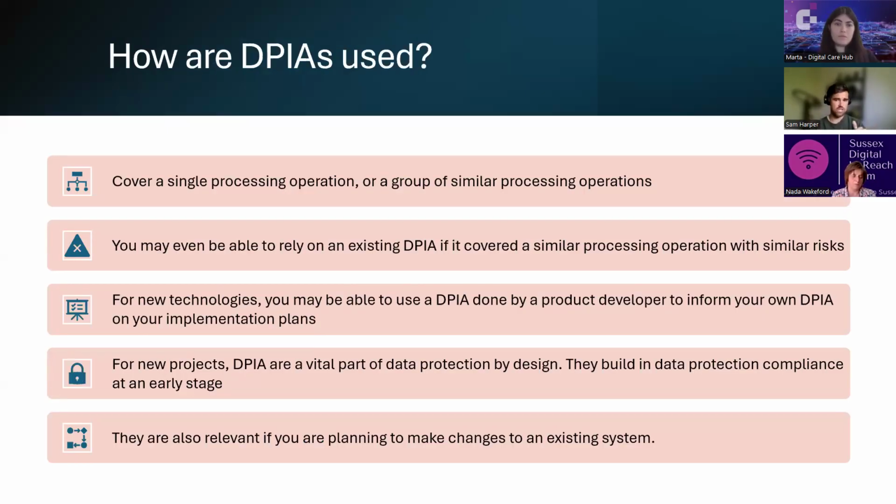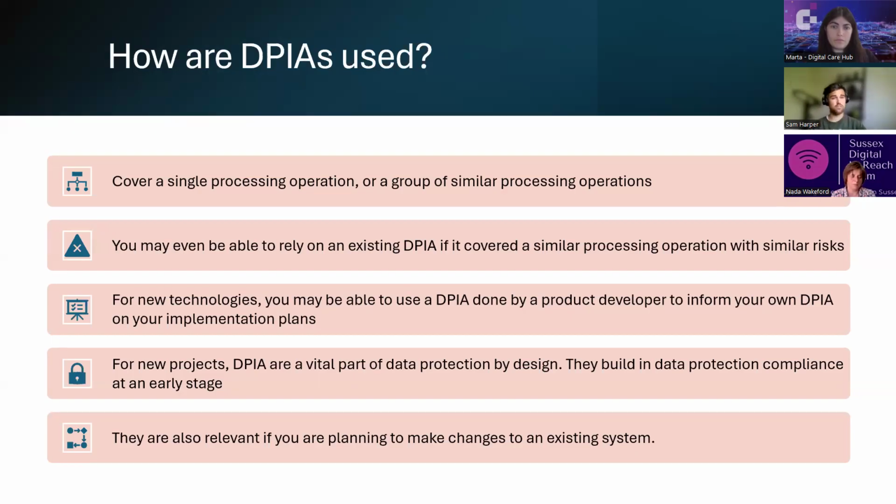Well, just using the ICO breakdown here, I've put in how they state their use. They cover a single processing operation or a group of similar processing operations. So again, with regard to processing data, data coming in and out of our organization. You may even be able to rely on an existing impact assessment if it has covered similar processing operations with similar risks. So you might have already done one. You might have a new process coming into play, or be processing new data. If you've identified it has similar risks, you can just translate that previous assessment over.